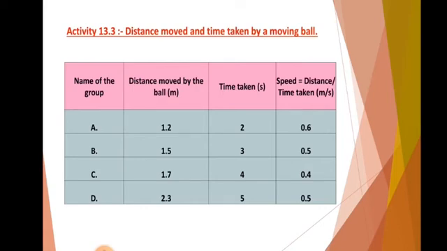Now if group A has a distance of 1.2 meters and time is 2 seconds, then the speed will be distance upon time, so 0.6 meter per second. Similarly, the distance and time for groups B, C and D are given, so we can calculate their speeds. So the speed for group B is 0.5 meter per second, C is 0.4 meter per second and D is 0.5 meter per second. So the fastest group is obviously group C with a speed of 0.4 meter per second.